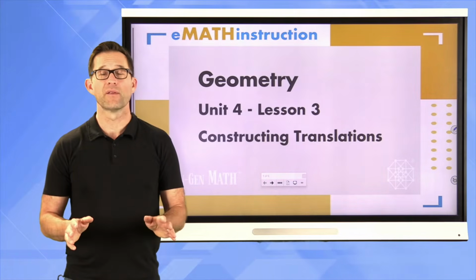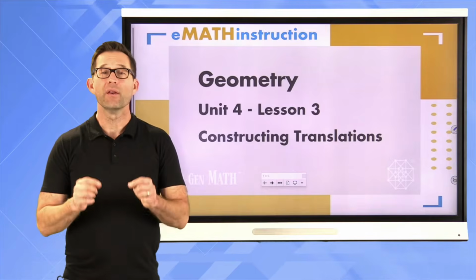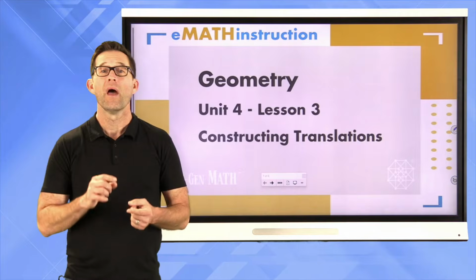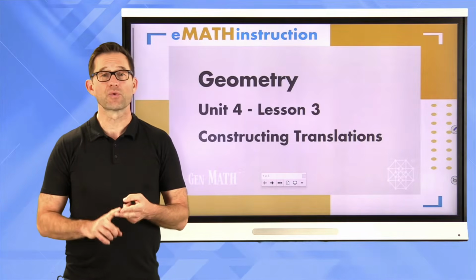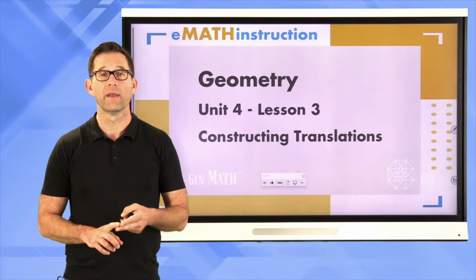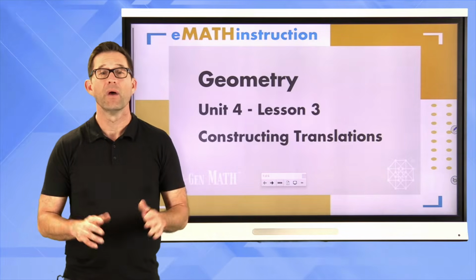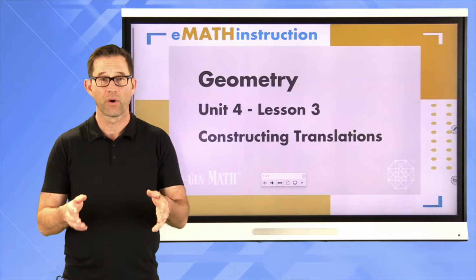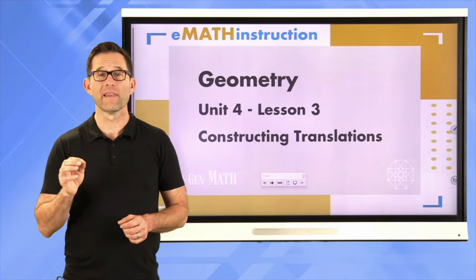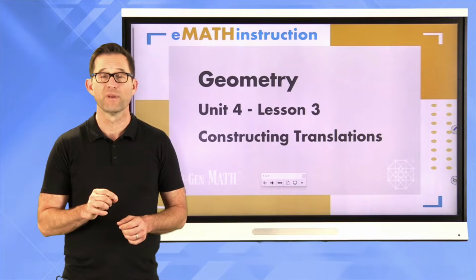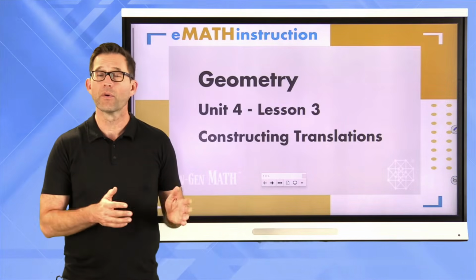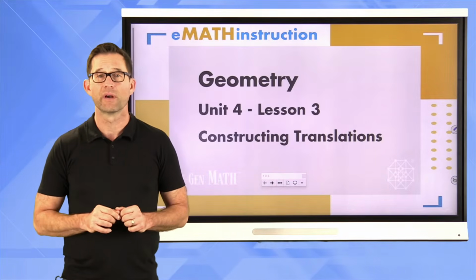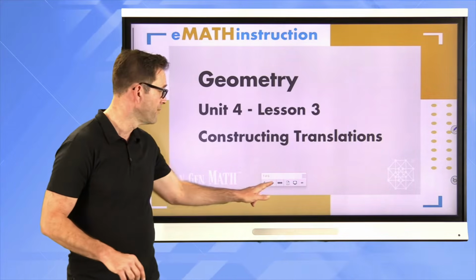Now, before we even get into this lesson, might I just say that in order to construct a translation, you have to know how to do two things really well: how to copy an angle and how to construct a line parallel to a given line through a point that doesn't lie on that line. Those two are going to be essential for what we do today, and we did those in Unit 4, Lesson 2, the lesson right before this one. Make sure you know how to do that. We will review how to construct a parallel line here, but it's going to be very important when constructing translations. So let's get right into it.